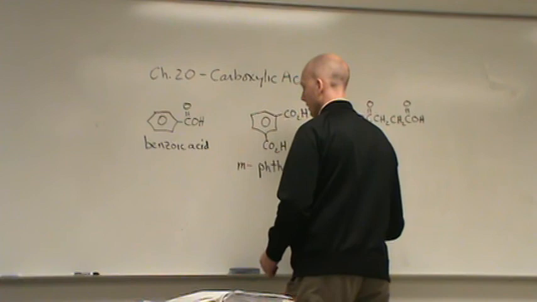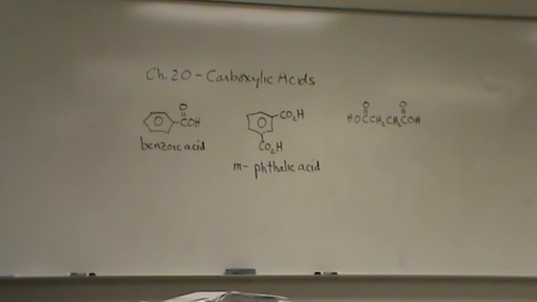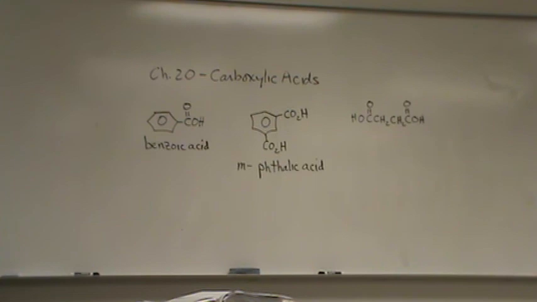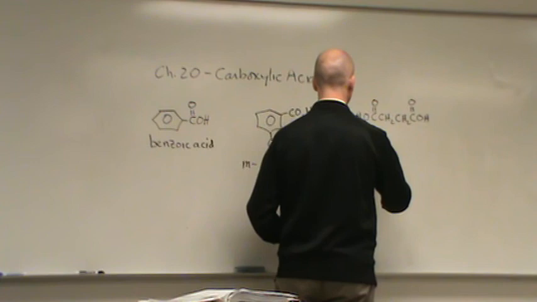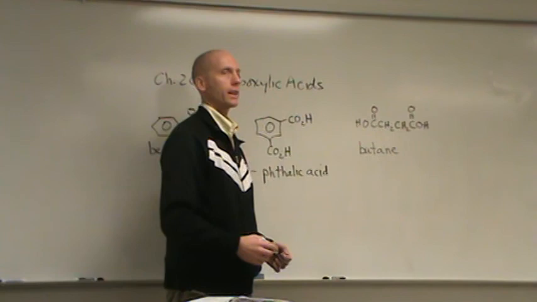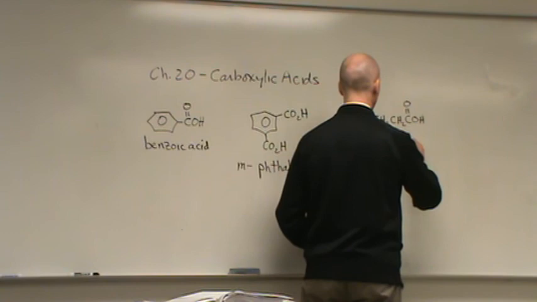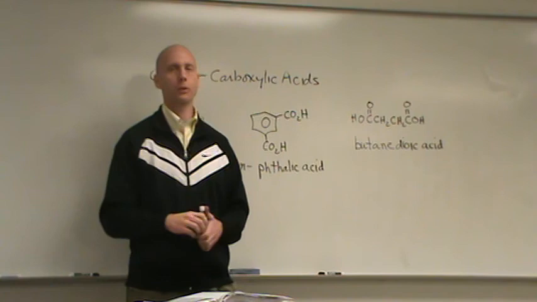Sometimes you can have two acid groups in the molecule. Okay. How many carbons are in that molecule? Four. So we get butane. And then to indicate those two acid groups, then becomes dioic acid, so you get butane dioic acid.